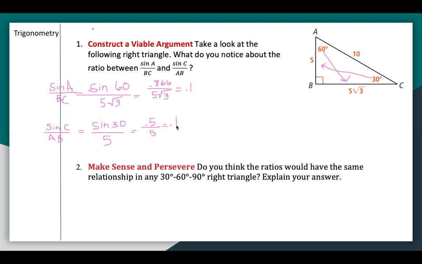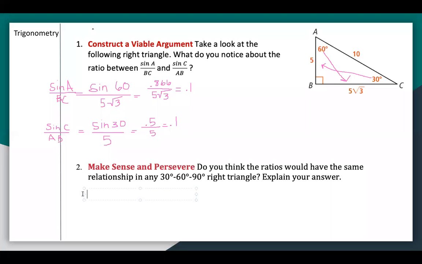And I alluded to this idea that the sine of A over BC being equal to the sine of C over AB is what we're going to come to find out is the law of sines. And I'll introduce that on the next slide. But let's look at question number 2. Question number 2 states: do you think the ratios would have the same relationship in any 30, 60, 90 triangle? Explain your answer.